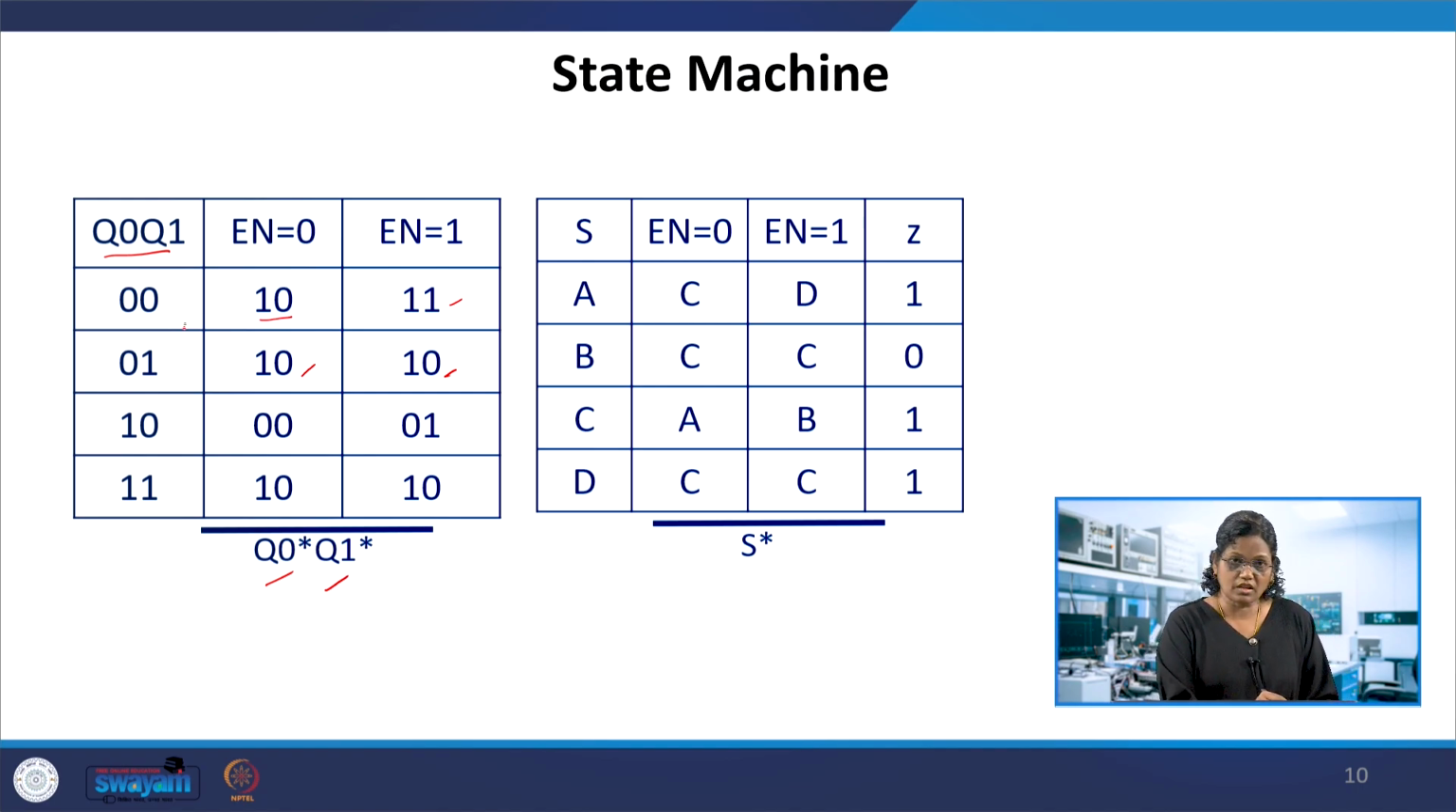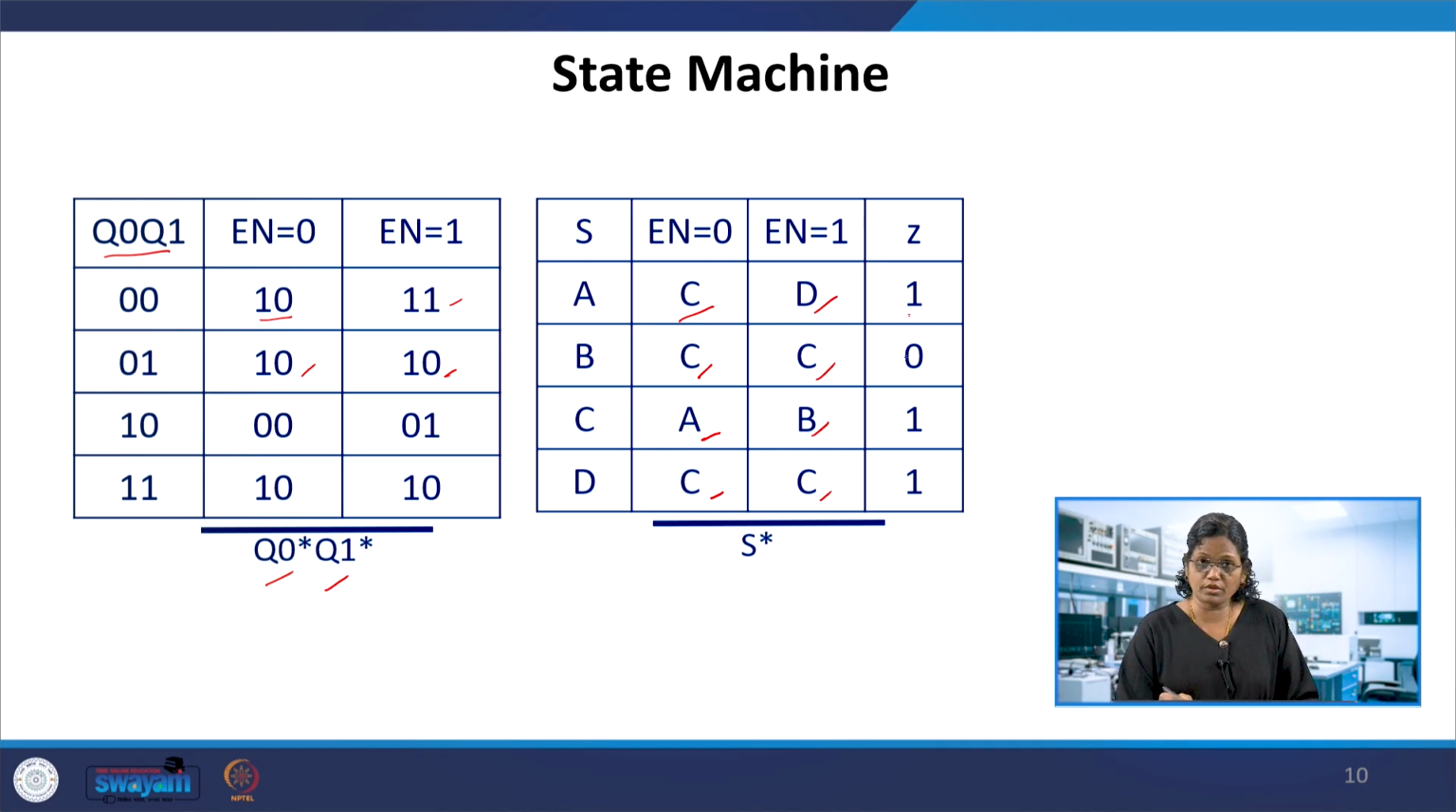So this is considered to be state A, state B, state C, and state D. If we have this ABCD, then we can also replace the next states with ABCD. So here the state names: 1 0 is C, again 1 0 is C, 0 0 is A, 1 0 just map it to D, and this is C and B and 1 C.